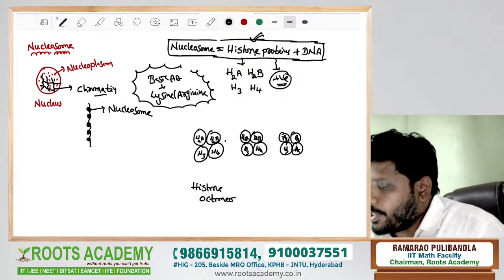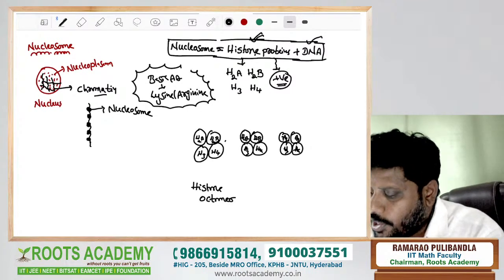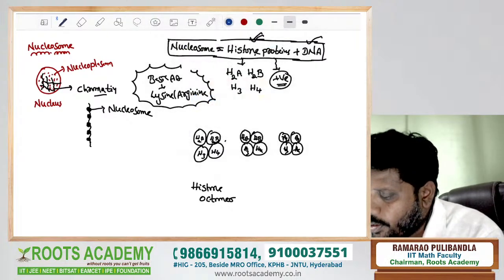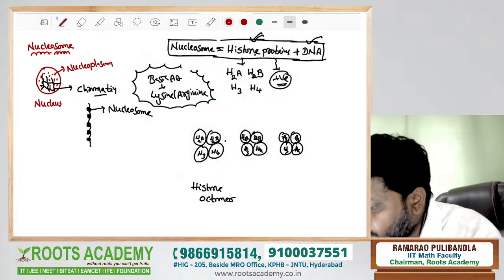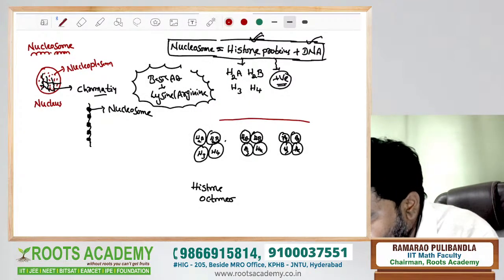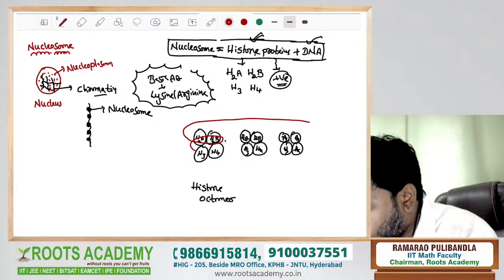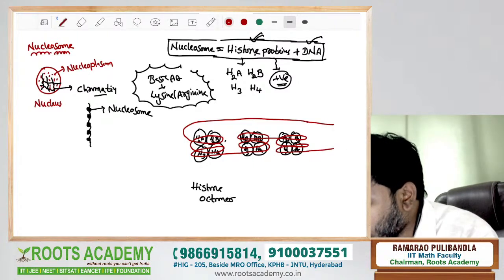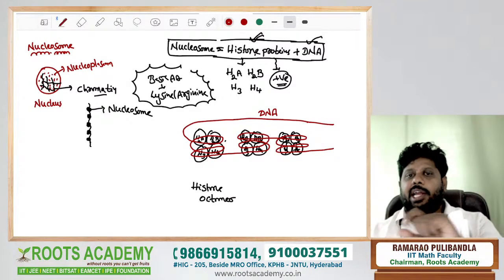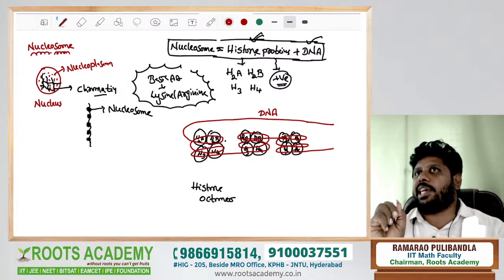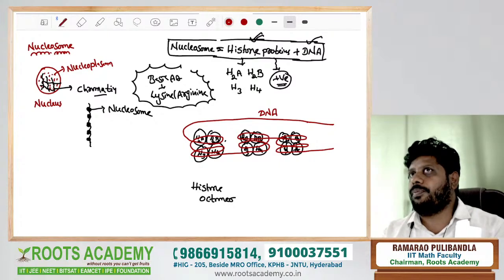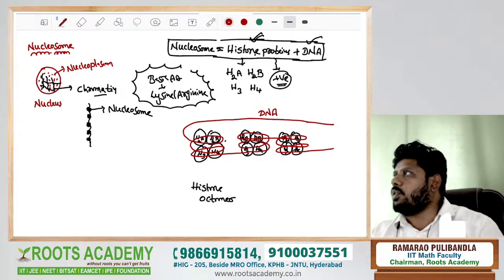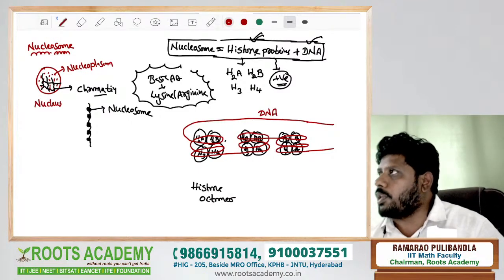And next, what is this? DNA. Look here. See, this is the DNA. Imagine this is the DNA. This DNA will come here and wrap 2 turns around the histone octamer and come out, and here also wrap 2 turns, and next wrap 2 turns and come out. What is this? This is the DNA. The DNA will come and wrap 2 turns around the histone octamer beautifully, then come out again and go around the histone octamer for 2 turns like this.